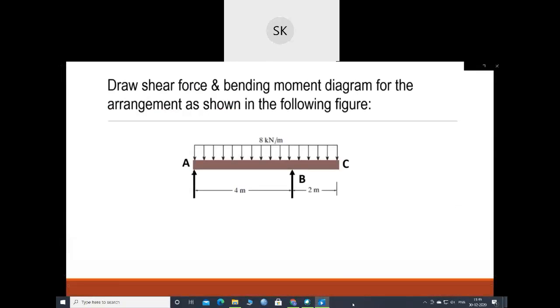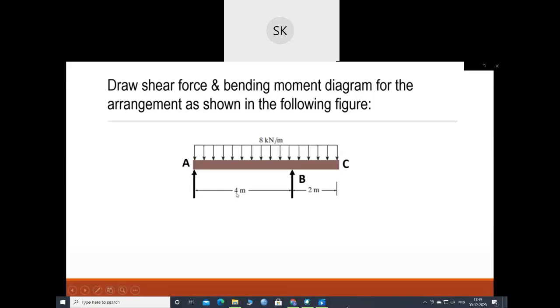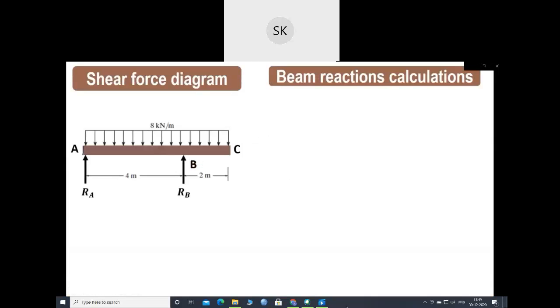The arrangement of the beam is as shown over here. The beam is of 6 meter length and there is an overhang of 2 meter provided on the right hand side of the beam. On the entire span length of 6 meter there is a uniformly distributed load of 8 kilonewton per meter acting. For this arrangement we have to first find out the beam reactions.